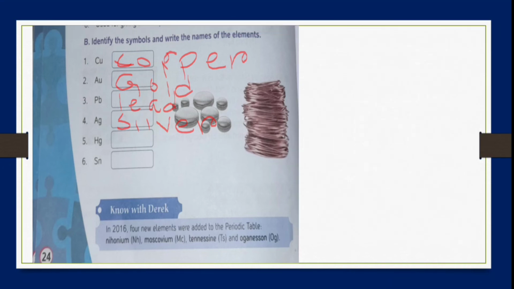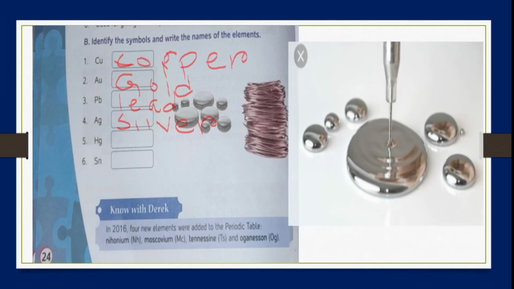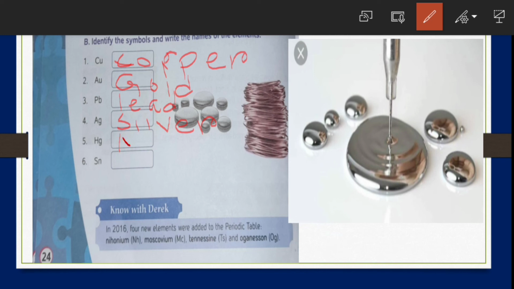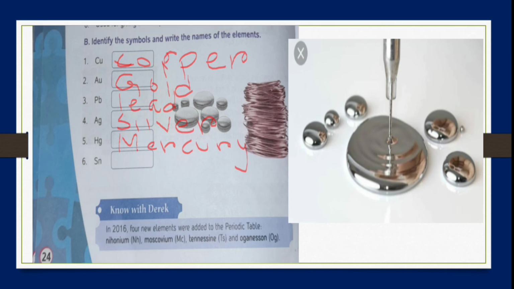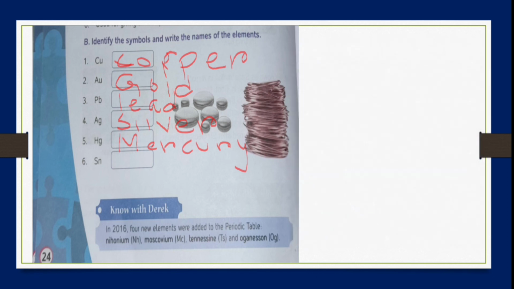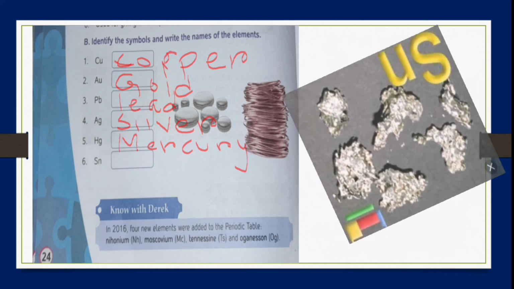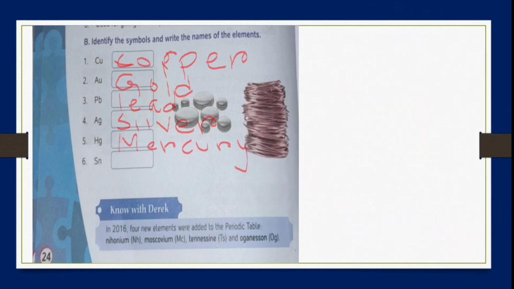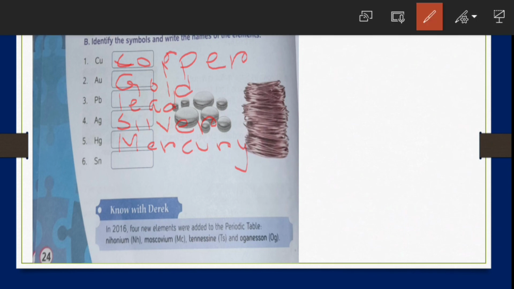Hg is a short form. It is the symbol for mercury. Okay. And here is the picture of mercury. So we will write down mercury here. M-E-R-C-U-R-Y. Mercury. Okay, students. Now let's move on to our last one. That is Sn. And Sn stands for tin. The symbol Sn is for tin. Okay, so this is the picture for tin. So we will write down tin here. Okay, T-I-N. Tin.